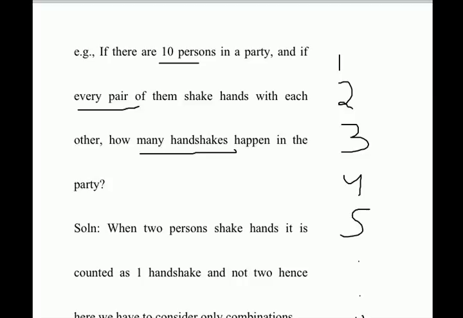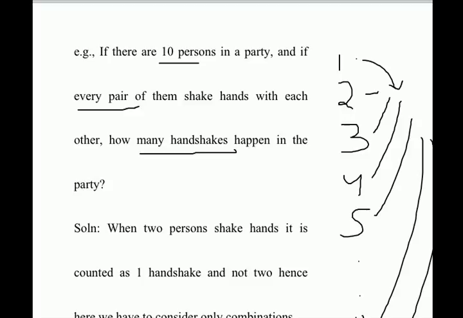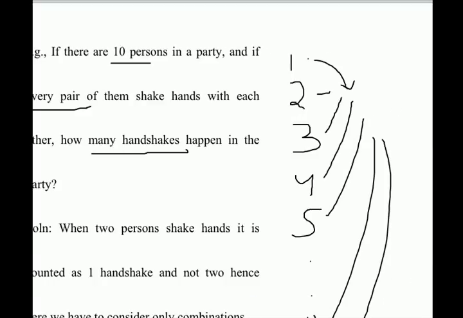Now the first person is going to shake his hand with 9 people, so this with 1, 2, 3, 4 and so on. Yeah, so except himself, he's going to shake his hand with 9 people. So the first person here shakes hands with 9 people. Now the second person, he's already shaken hands with the first person here, so he's got 8 remaining people to shake hands with. 8. Third person similarly has 7.